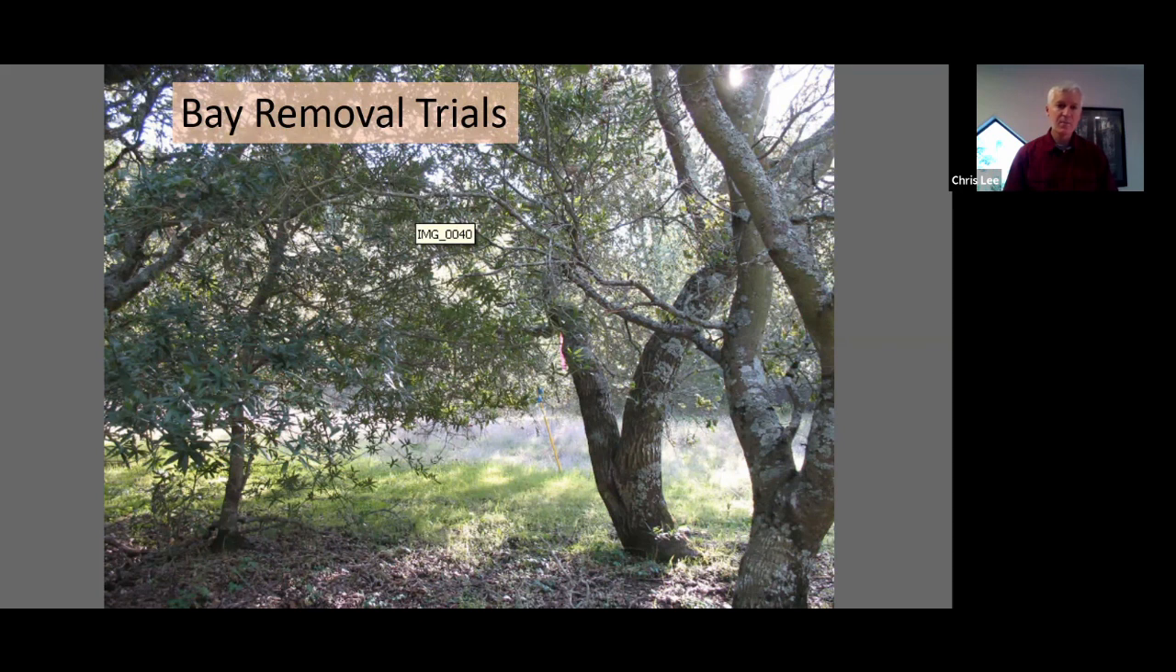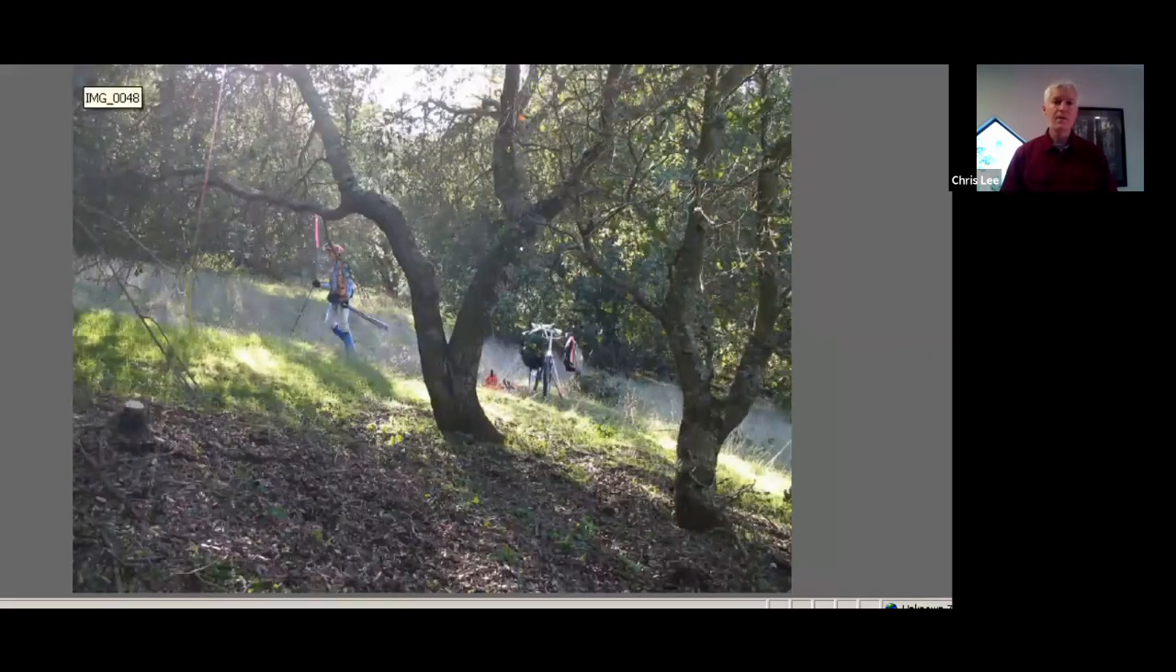So you can see on the left there's a small bay laurel, on the right there's an oak tree, and the bay laurel leaves are touching the crown of the oak tree. Just by removing those bay laurel trees that are close to oaks, you can achieve a pretty significant reduction in your risk that those oaks are going to be infected by Phytophthora ramorum.